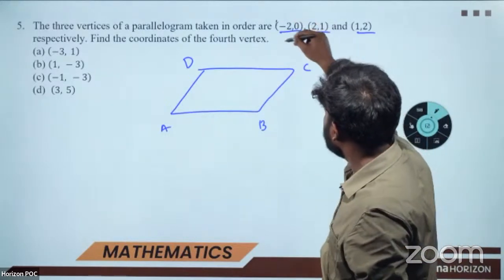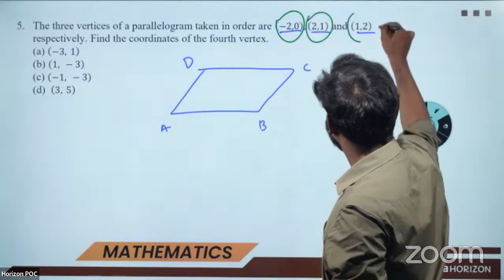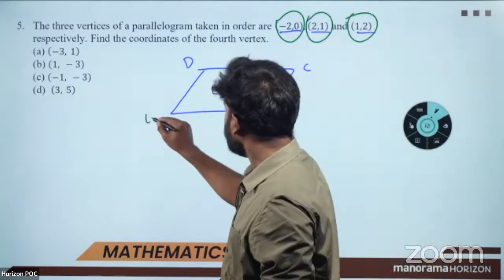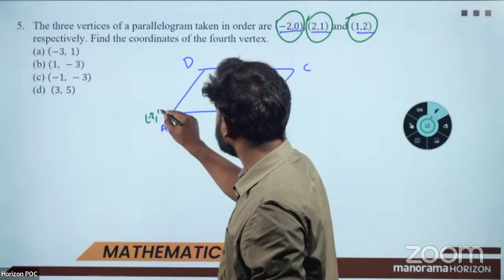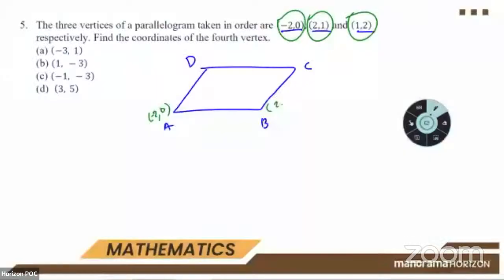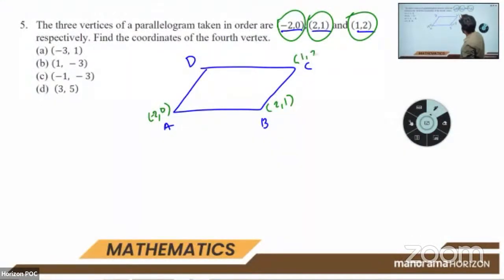And in order, I have -2, 0, 2, 1, and 1, 2. So I'm just plotting those points here. Sorry, -2, 0. And you have 2, 1 and 1, 2. And I don't know what the fourth vertex D is. Do you know that? You might know that, but what is the method that we will be using here?